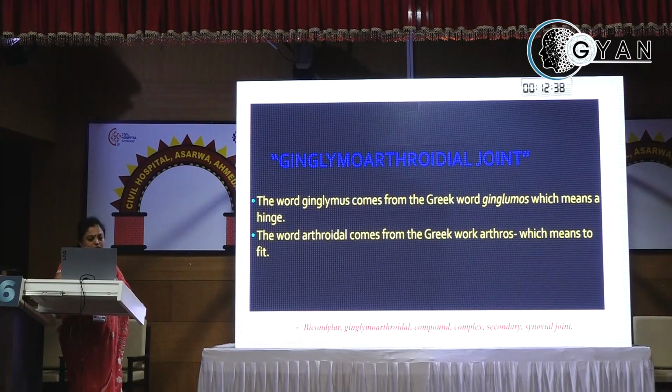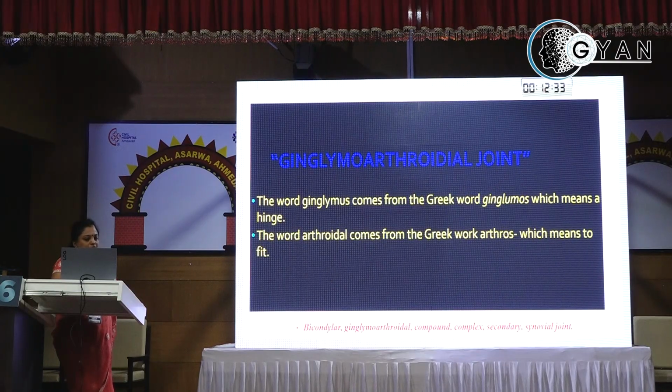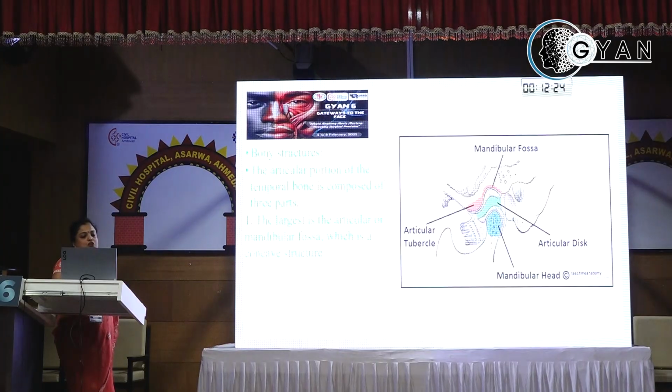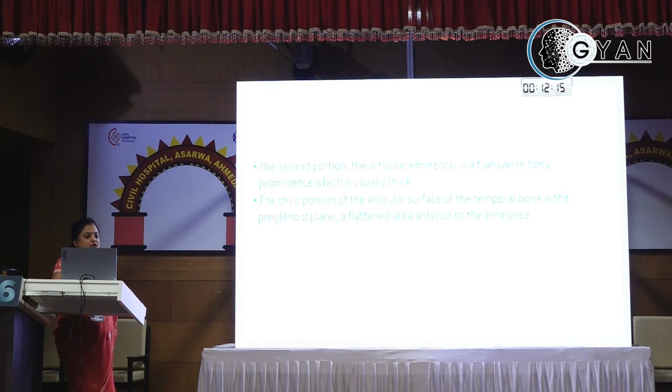It has evolved from the Greek word ginglymos, which means a hinge, and the word arthrodial comes from the Greek word arthros, which means to fit. So it's a bicondylar, ginglymoarthrodial, compound, complex, secondary synovial joint. The bony structures, as we've already said: the largest is the articular or the mandibular fossa, which is a concave structure, and the second portion is the articular eminence, which is a transverse bony prominence, usually thick, and the third portion, of course, is the surface of the temporal bone.